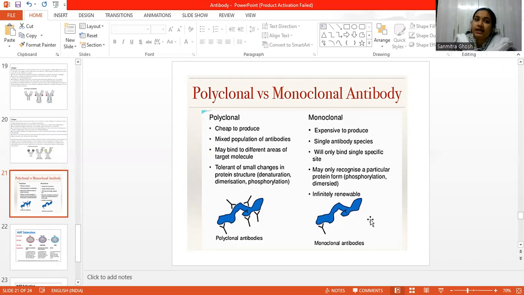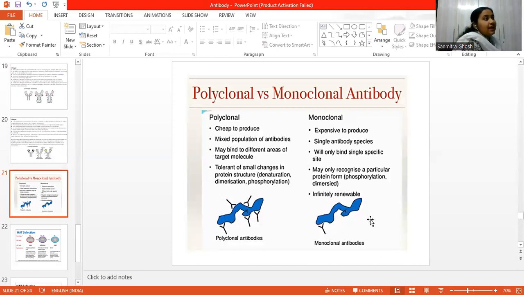That is because each and every antigen presents multiple unique antigenic determinants. So to combat the effect of the antigen, our system prepares a mixture of antibodies, a mixture of antigen recognizing molecules, and that is the polyclonal antibody. These polyclonal antibodies, the normal antibodies which our body produces, can bind to different areas of the target molecule, and they are flexible enough to tolerate small changes in the protein structure.